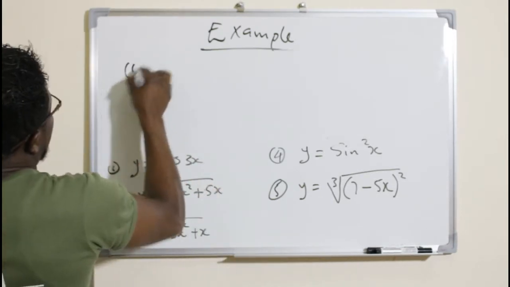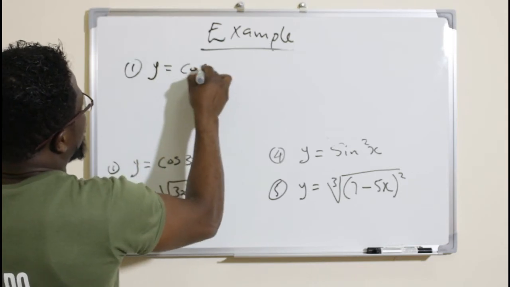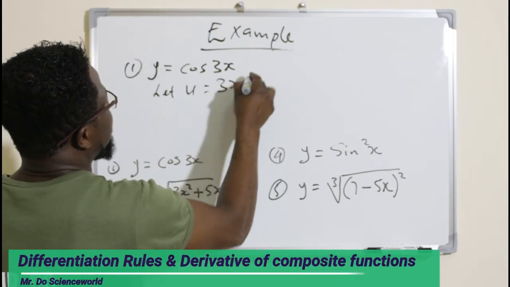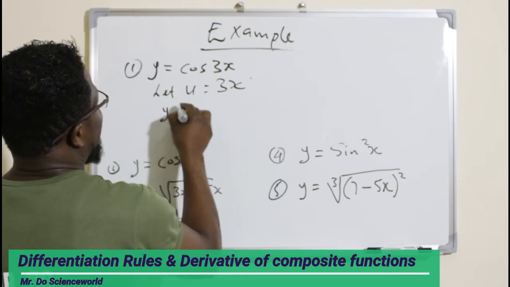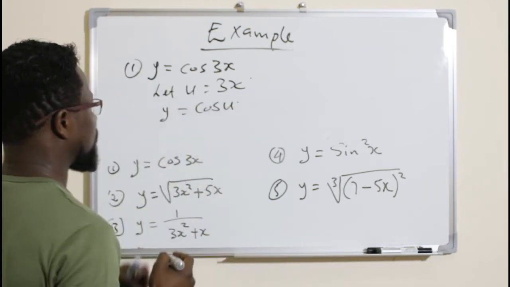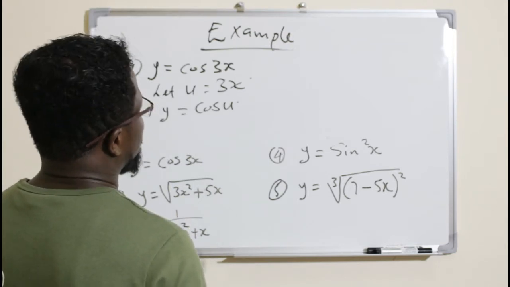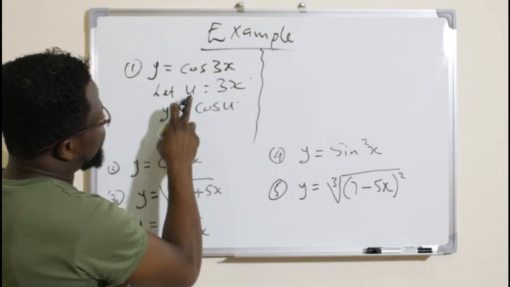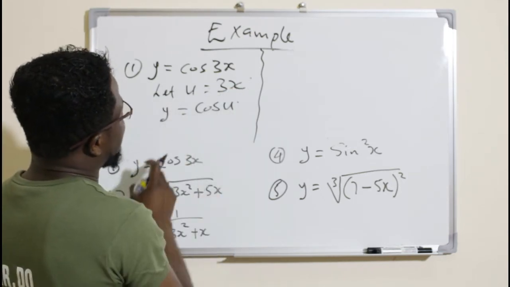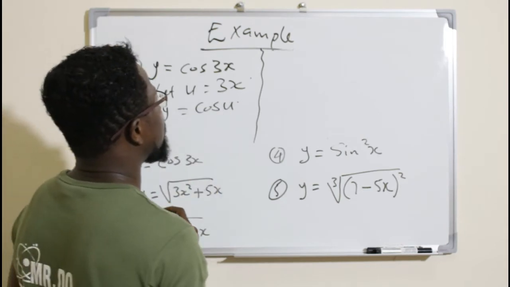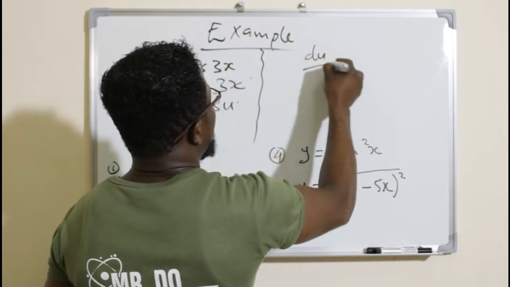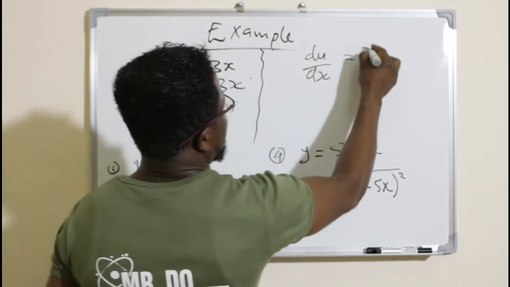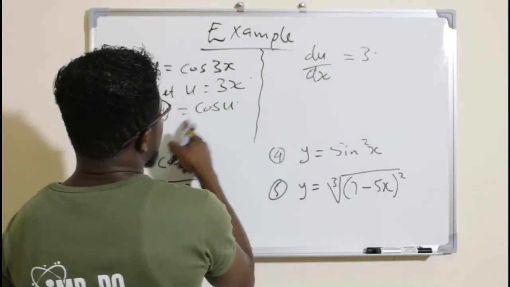If I go by that, my number one, I have y is now equal to cos 3x. And I'm saying that I'm going to let u be equal to 3x. So that my y now becomes cos u. And then I can now solve the problem. So to solve this problem now, I know that I need to find du/dx, because I'm finding u with respect to x, and then I need to find y with respect to u. So this becomes du/dx, and the du/dx is now simply going to be 3. And what is dy/du?